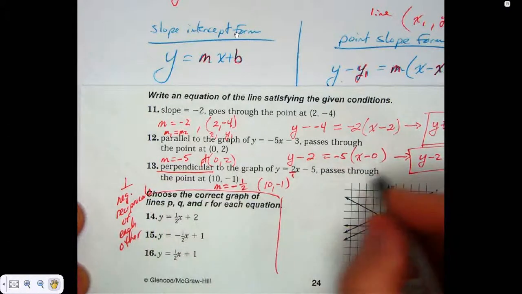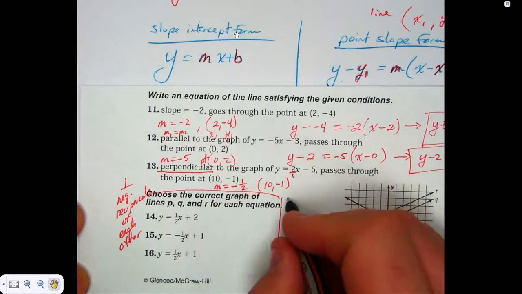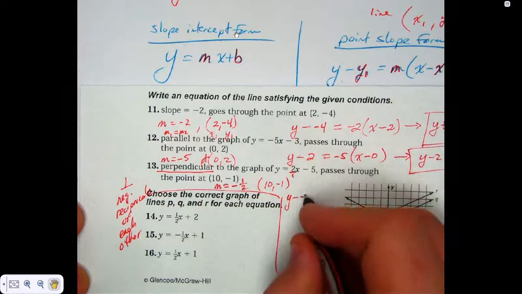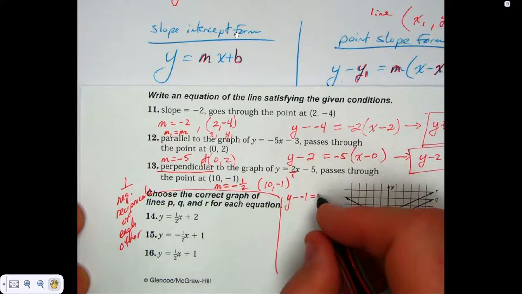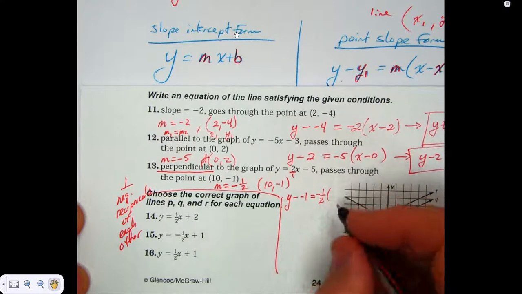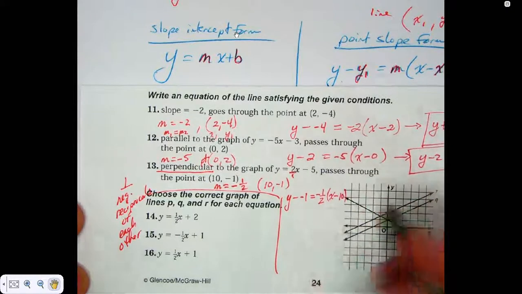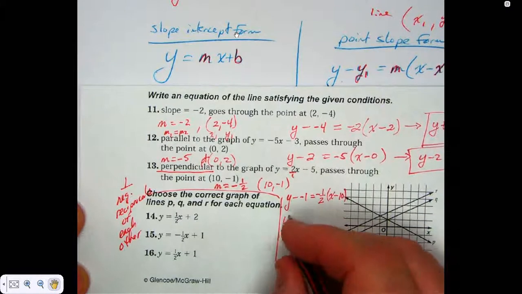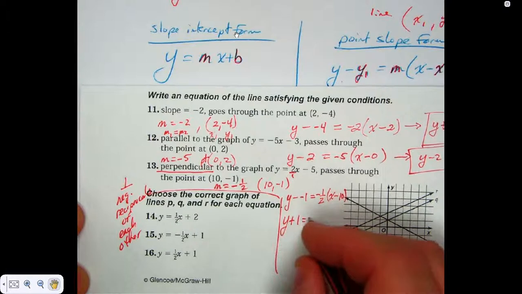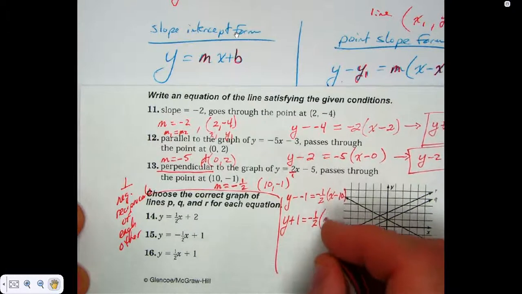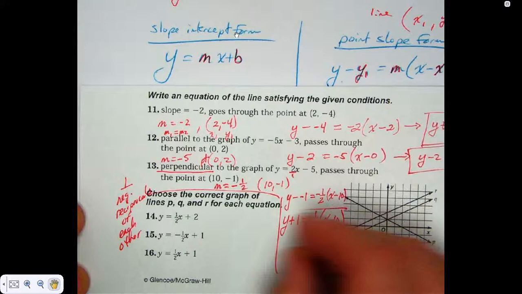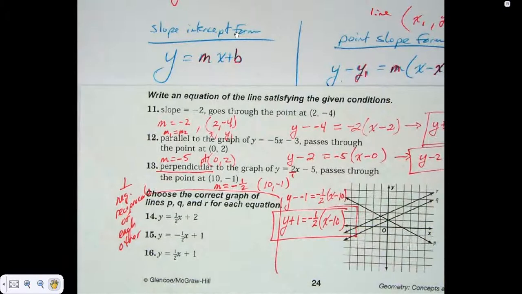So now it's just a matter of plugging it into the equation, is it not? So it'd be y minus a negative 1 is equal to negative 1/2 times what's x? It'd be x minus 10. Cleaning this up, my answer would be y plus 1 is equal to negative 1/2 times (x minus 10). Correct? Any questions there? I know this was a lot.